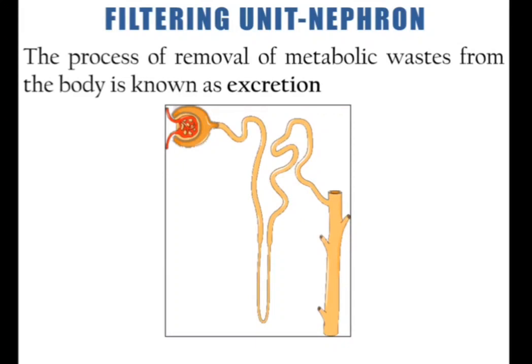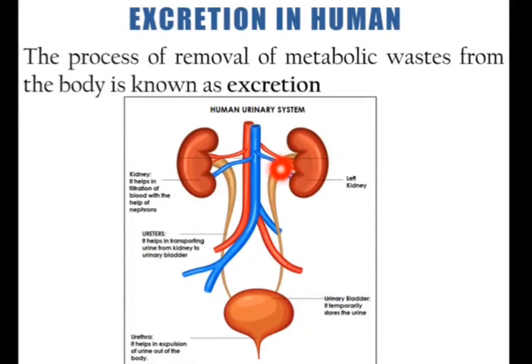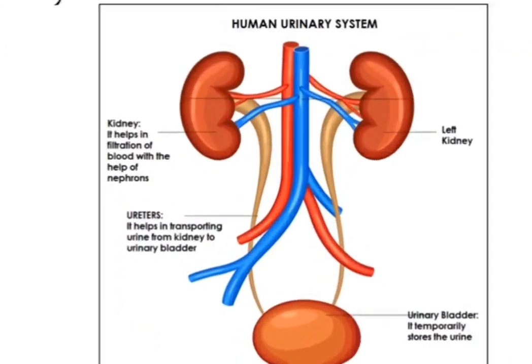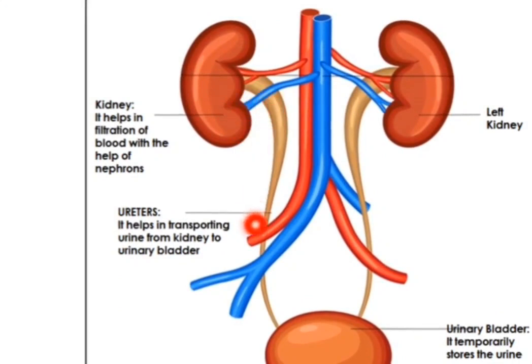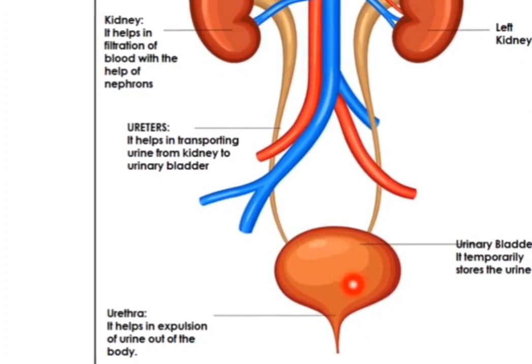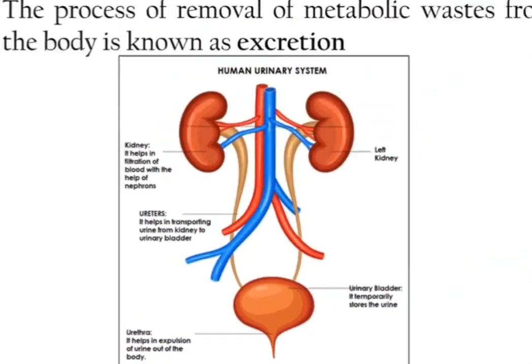After the urine is collected, it is passed through the ureters. You can see this is the ureter, which is a tube-like structure, and each kidney has one ureter. Urine is transported through the ureter into the urinary bladder, this sac-like structure. Urine is collected inside the bladder temporarily, then it is expelled out through the opening known as the urethra. The urethra helps in the expulsion of urine out of the body of the human.